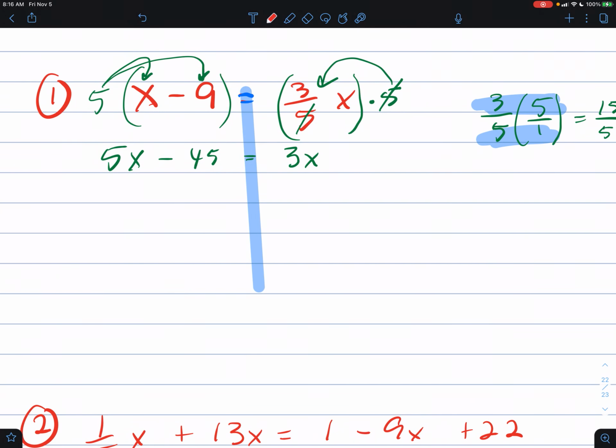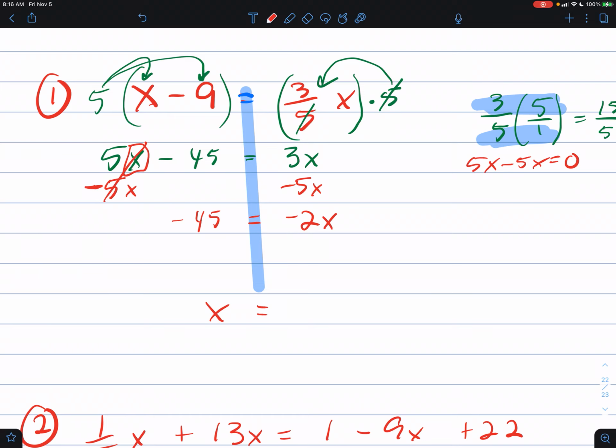And notice my end goal is to have x by itself. I have an x on the left side and an x on the right side. So I'm going to cancel out this one because I'm just going to move it to the right side. I'm getting it away from this 45 right here. And so 5x minus 5x gives me 0, which is why I'm subtracting it, because I want it to go away completely. And I get negative 45 equals negative 2x over here.